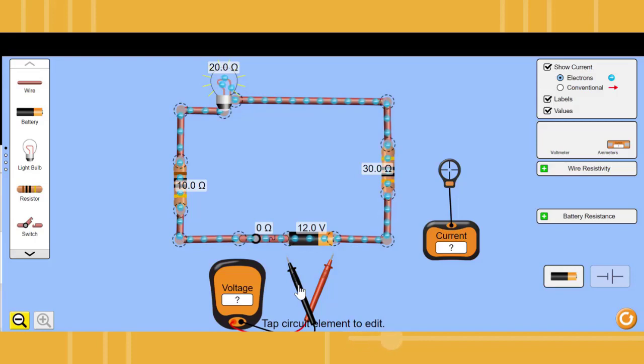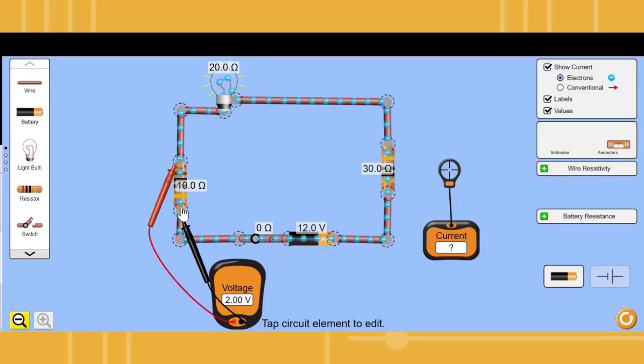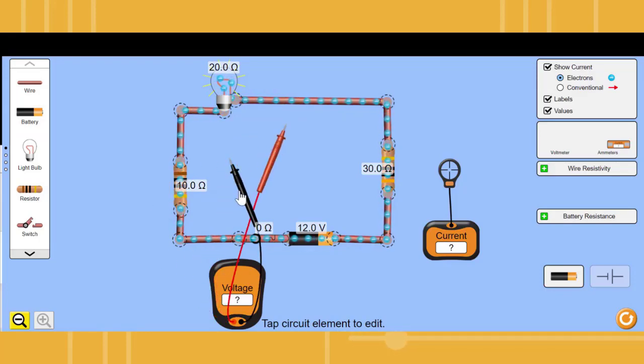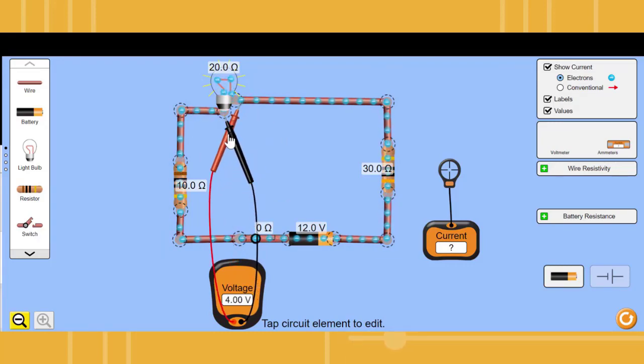Where it is easy to pass through, across this 10 ohm resistor, out of the 12 volts that the battery is producing, only 2 volts are used up or are required to get the electrons to go across that resistor at that rate. Well, the 20 ohm resistor is harder for the electrons to move through, and that takes 4 volts to get those electrons pushed from one side of the light to the other.